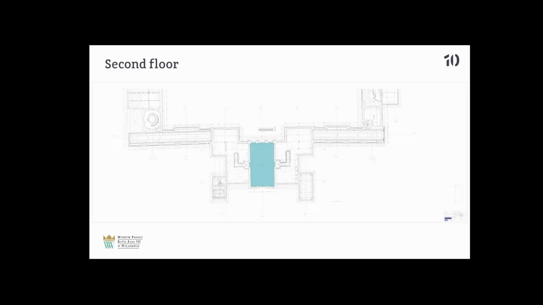And the last chamber is the Hall of Feasts. It's probably one of the biggest chambers in the palace, and it was designed to have feasts there.